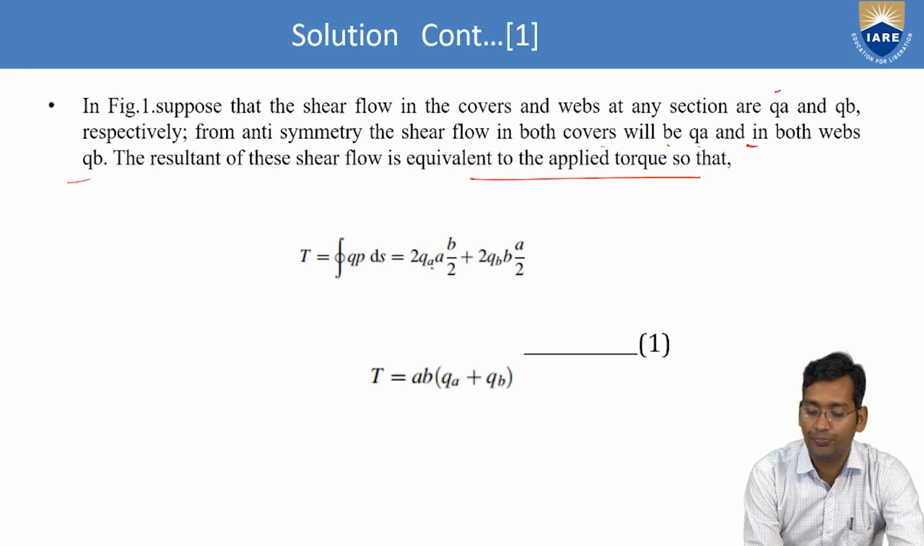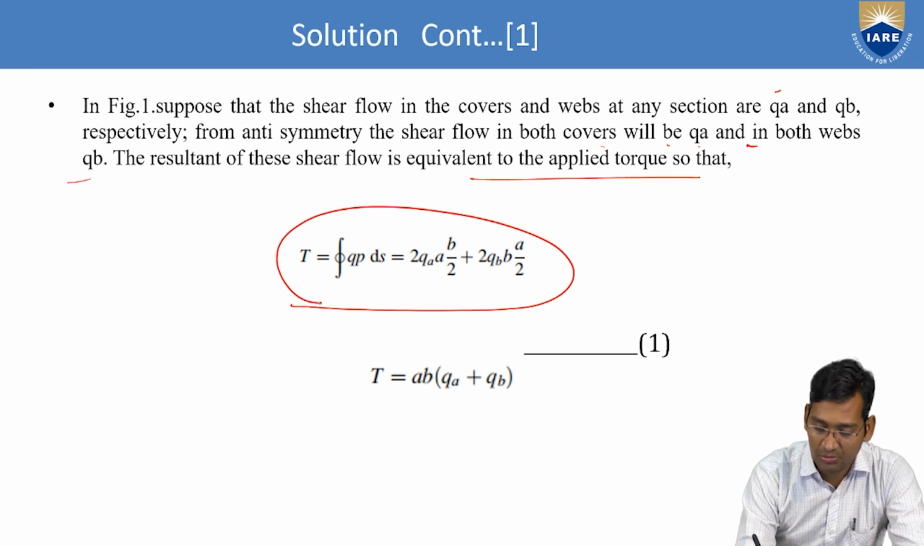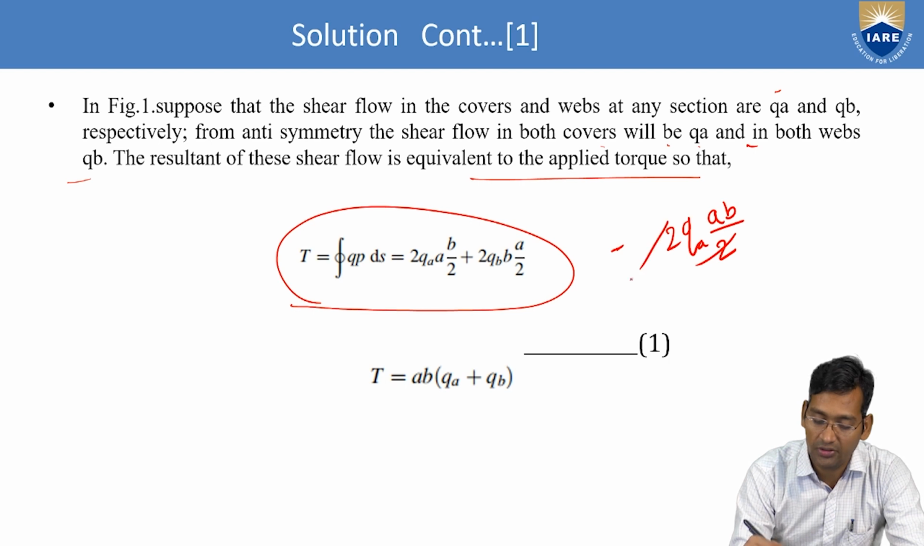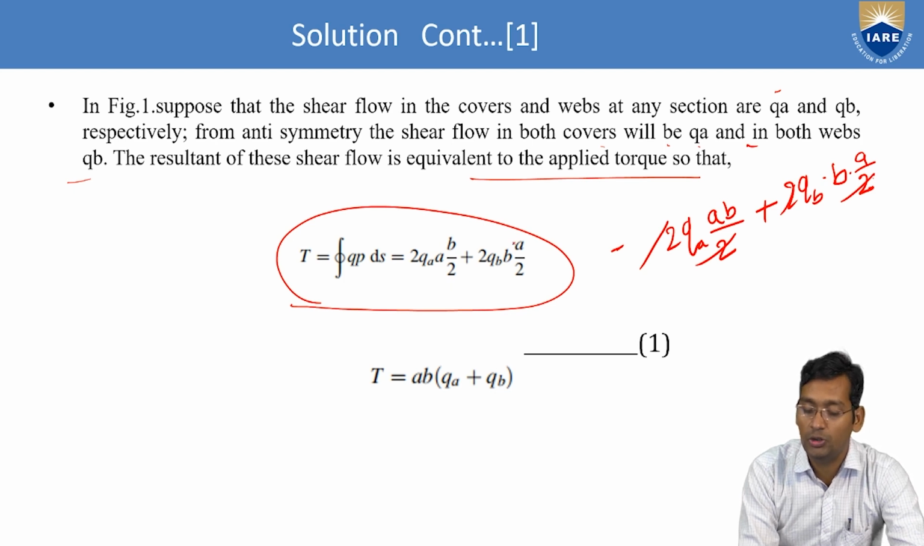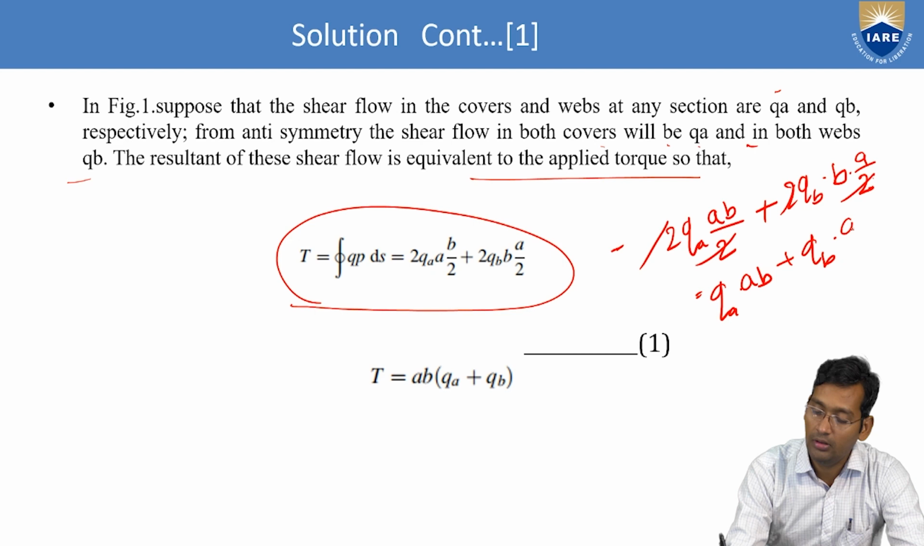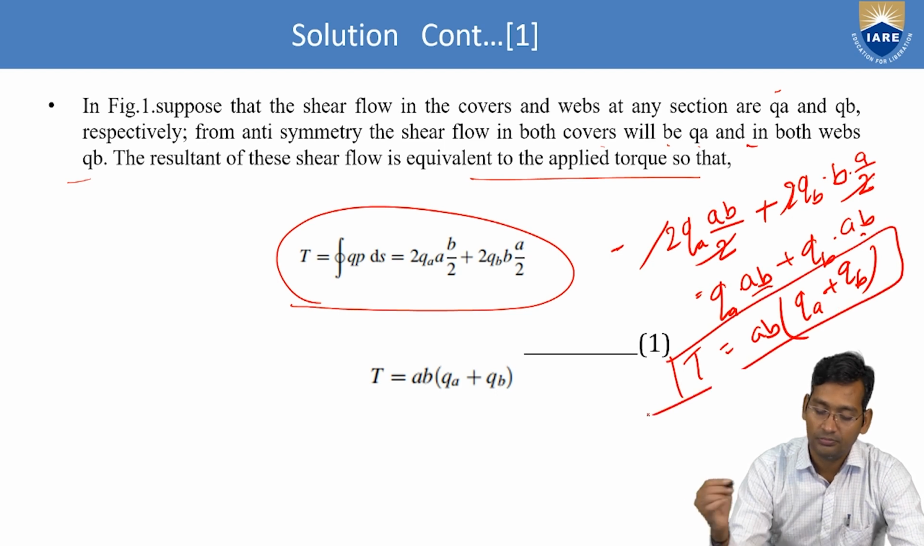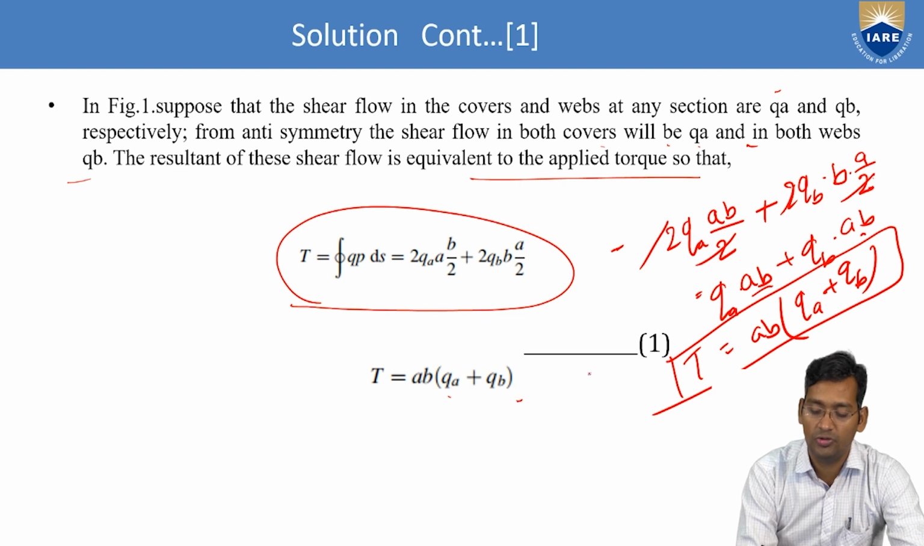So 2qA, with p being the boom area A for the first case, and here B, and ds is b by 2, a by 2. So this is the torque. Now simplify this. We can write 2qA into a b by 2, the 2s cancel, plus 2qB into b into a by 2, the 2s cancel. So we get qA ab plus qB ab. In both terms ab is there, so take ab common. After that we get ab into qA plus qB. So T equals ab into (qA plus qB). This is the first equation.